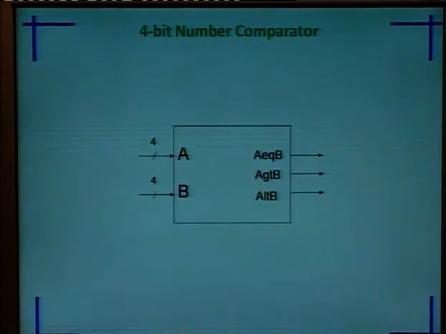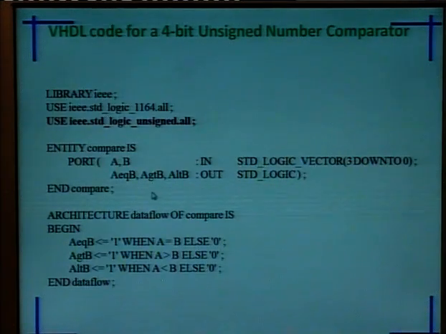Next is the 4-bit number comparator. A comparator is a combinational circuit that compares two numbers, A and B. A may be 4-bit, 8-bit, 16-bit, and B again can be 4-bit, 16-bit, or a higher number, and we have to compare these numbers. Either A and B are equal, then this output will be activated. If A is greater than B, then this output will be activated. If A is less than B, then this output will be activated. This is the main function of our comparator, and we will implement the same thing with the help of VHDL.